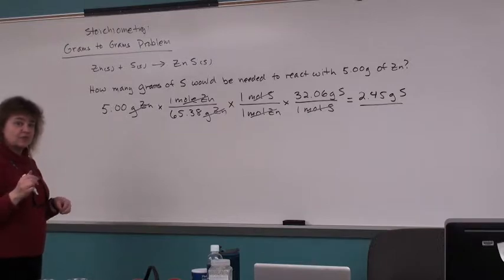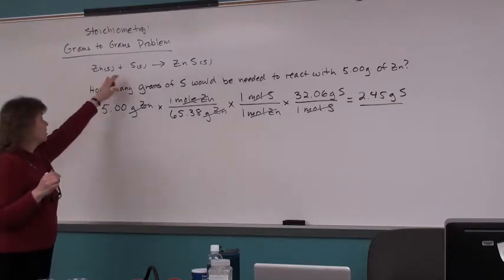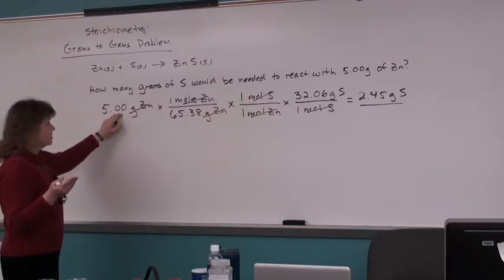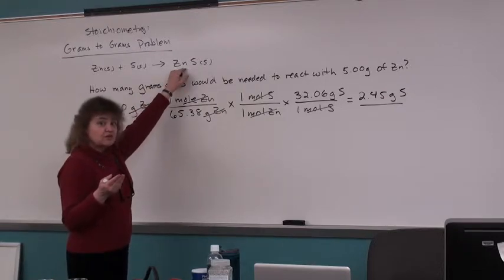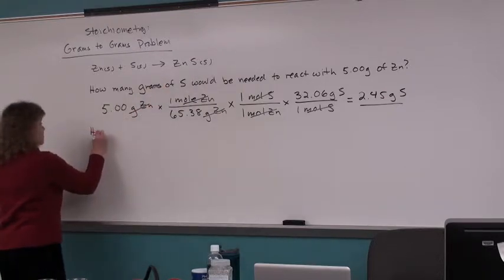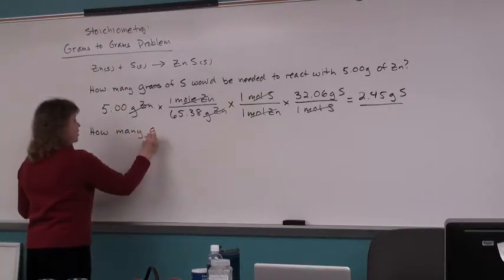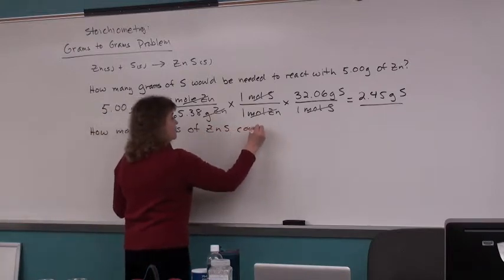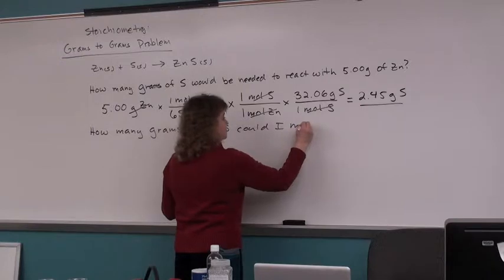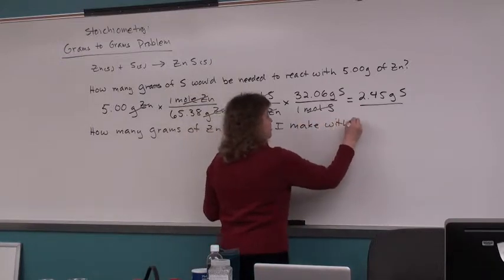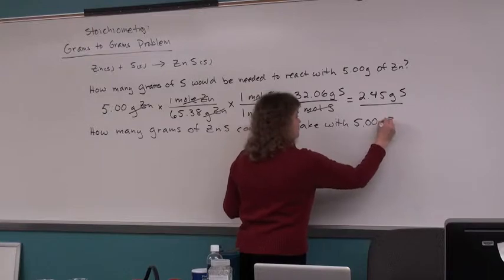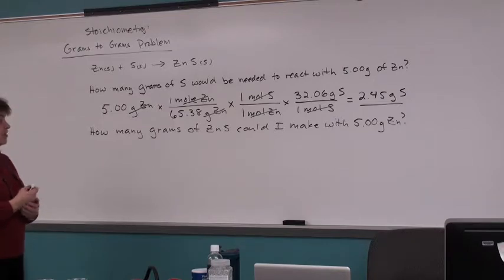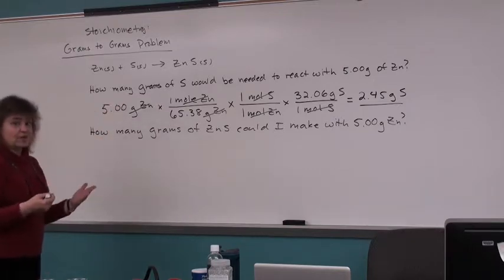So that's a simple grams problem if we're trying to figure out how many grams of one need to be reacted with the other. What if we wanted to know, if I had 5 grams of zinc, how many grams of zinc sulfide could I make? So how many grams of zinc sulfide could I make with my 5.00 grams of zinc? So I happen to know I'll still be using 2.45 grams of sulfur, but how much product do I make?